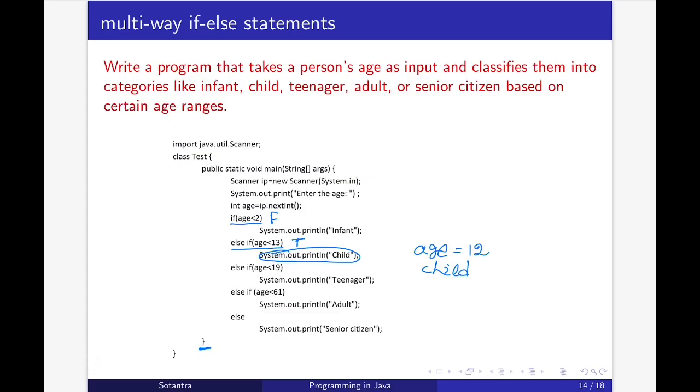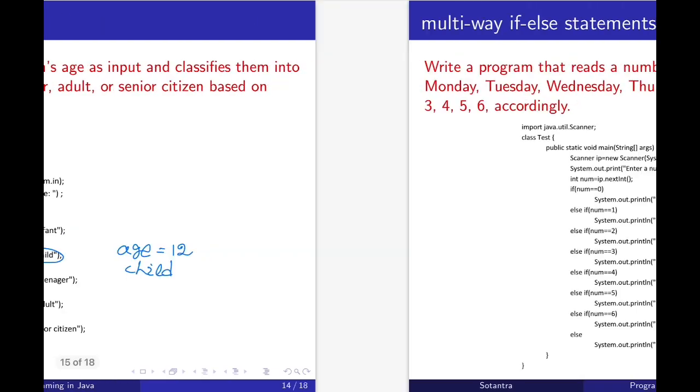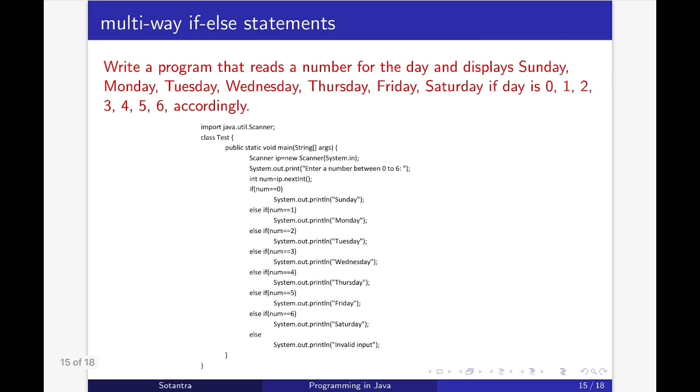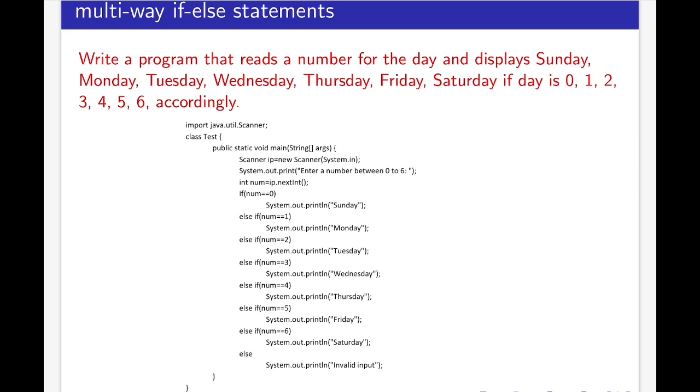So we'll see one more example of this multi-way if else statement. That is, write a program that reads a number for the day and displays Sunday, Monday, Tuesday, Wednesday, Thursday, Friday, Saturday if day is 0, 1, 2, 3, 4, 5, 6 accordingly.